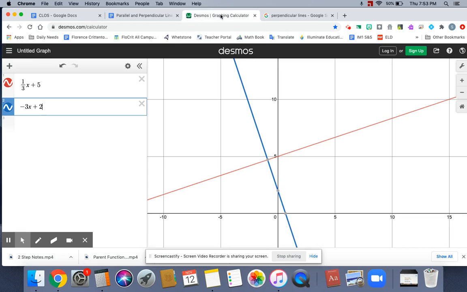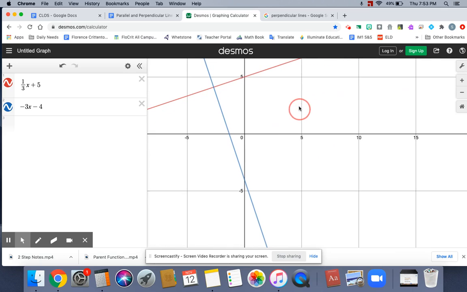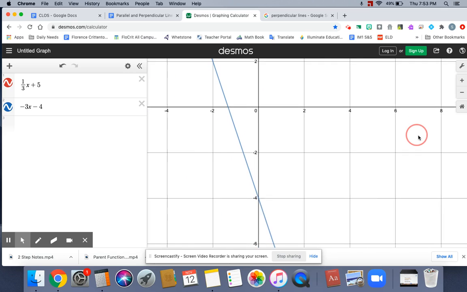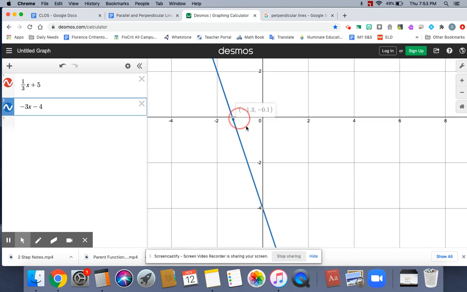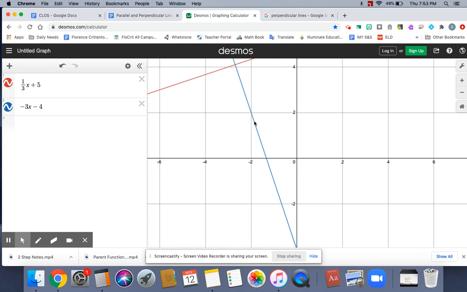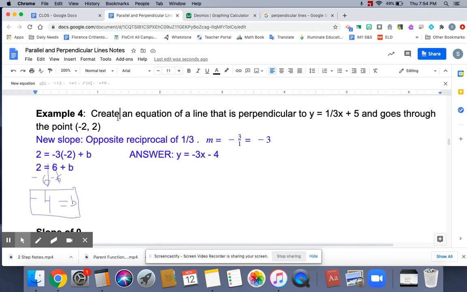So then if I graph this one specifically where it's -4, it's still anything with the -3x is going to be perpendicular, but the -4 is going to force this line to go through the point -2, +2. Which is what they wanted it to go through.